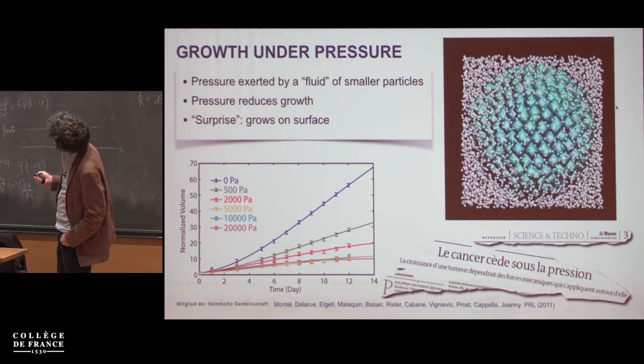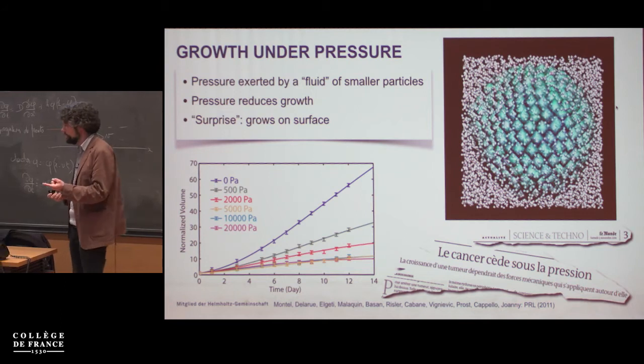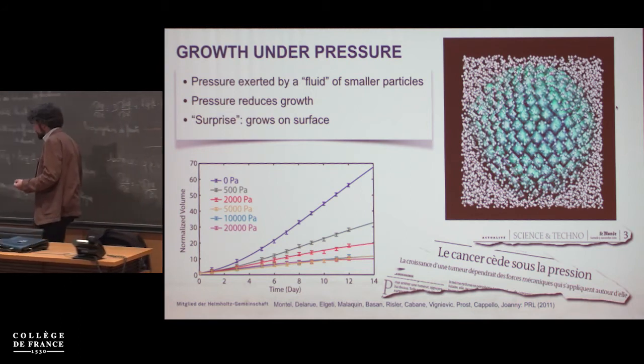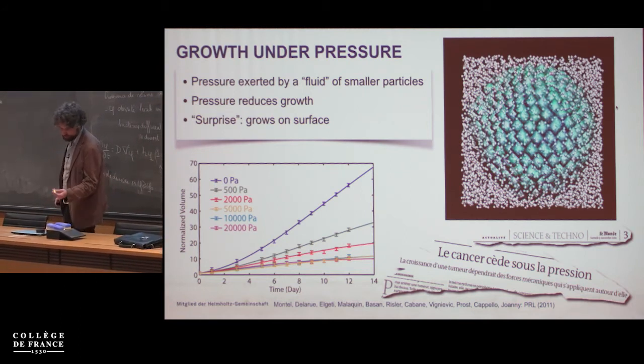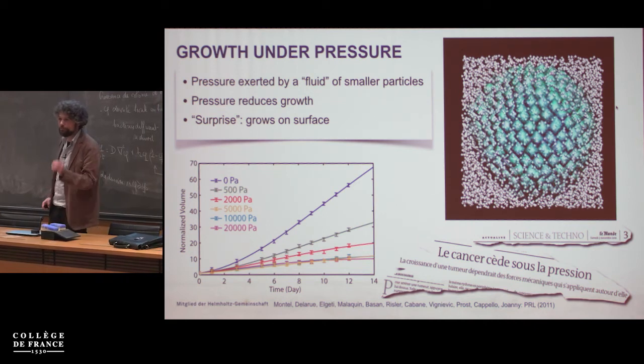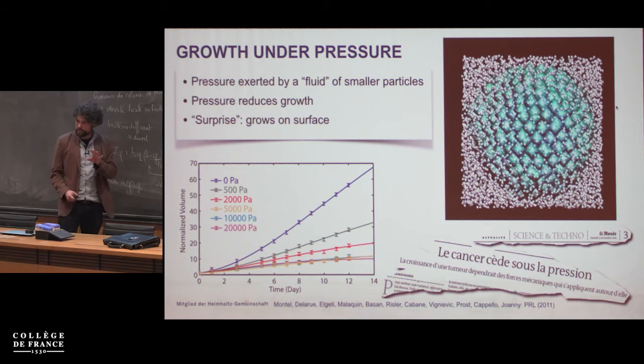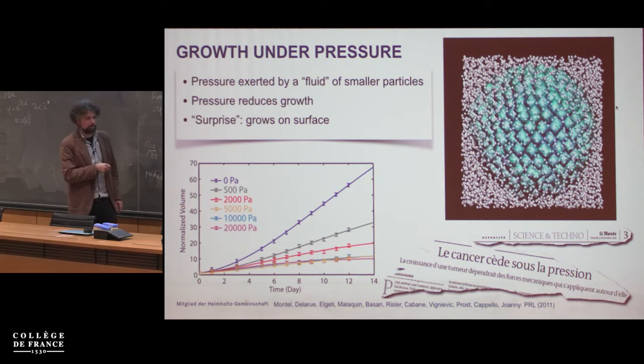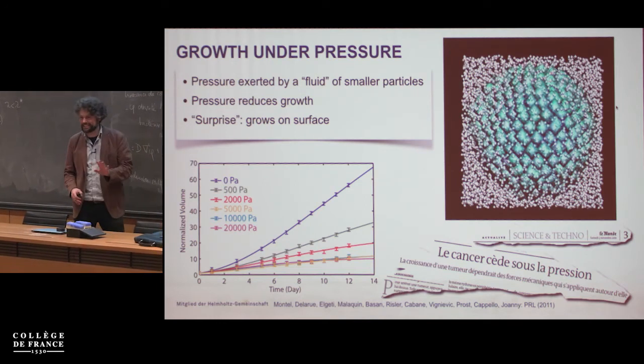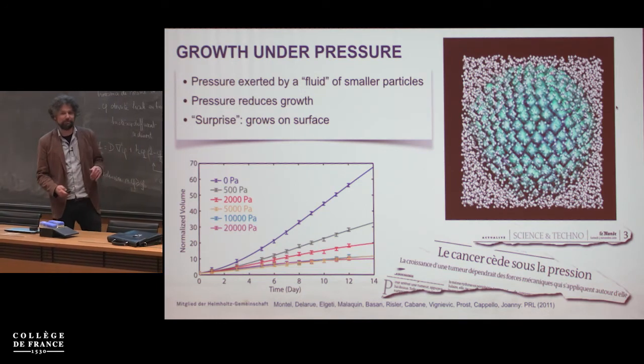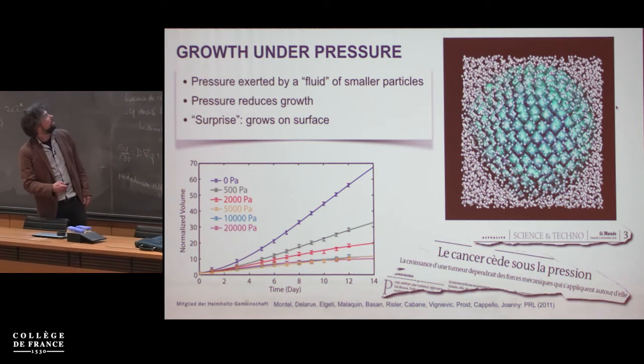But there is already one result that is quite nice, right? The growth does slow down with a bit of pressure. So here's 0 Pascal, here's 500 pascals. 500 pascals is if I balance a little piece of chalk on my finger. Well, a smaller piece of chalk than that. That's very small pressures, okay? Cells react to that. So that made Le Monde already title here, Le cancer cède sous la pression. That's maybe slightly exaggerated, right? Even though I'm, of course, happy if they like to see our work.